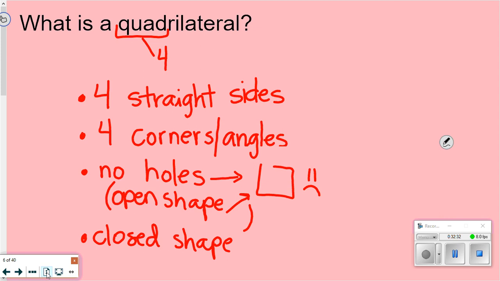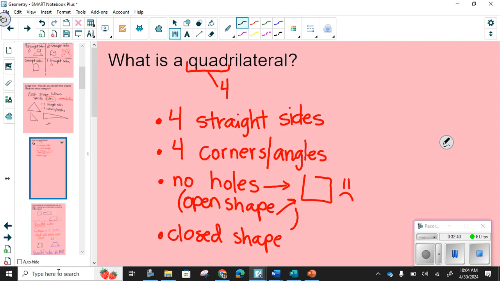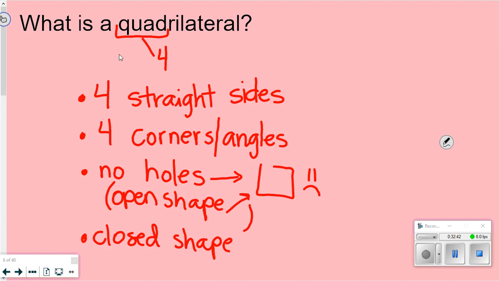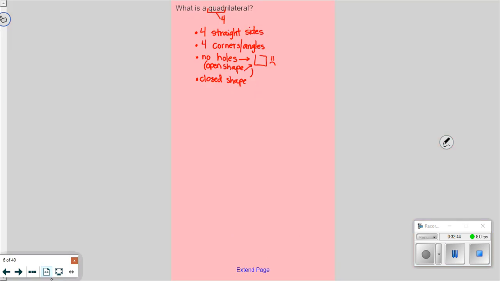Okay. Based on these rules, based on these attributes, let's draw some shapes. Let's draw some quadrilaterals. EX. EX stands for example. Draw a quadrilateral in your notebook. Any quadrilateral that follows those rules. When you've done it, give me a thumbs up.